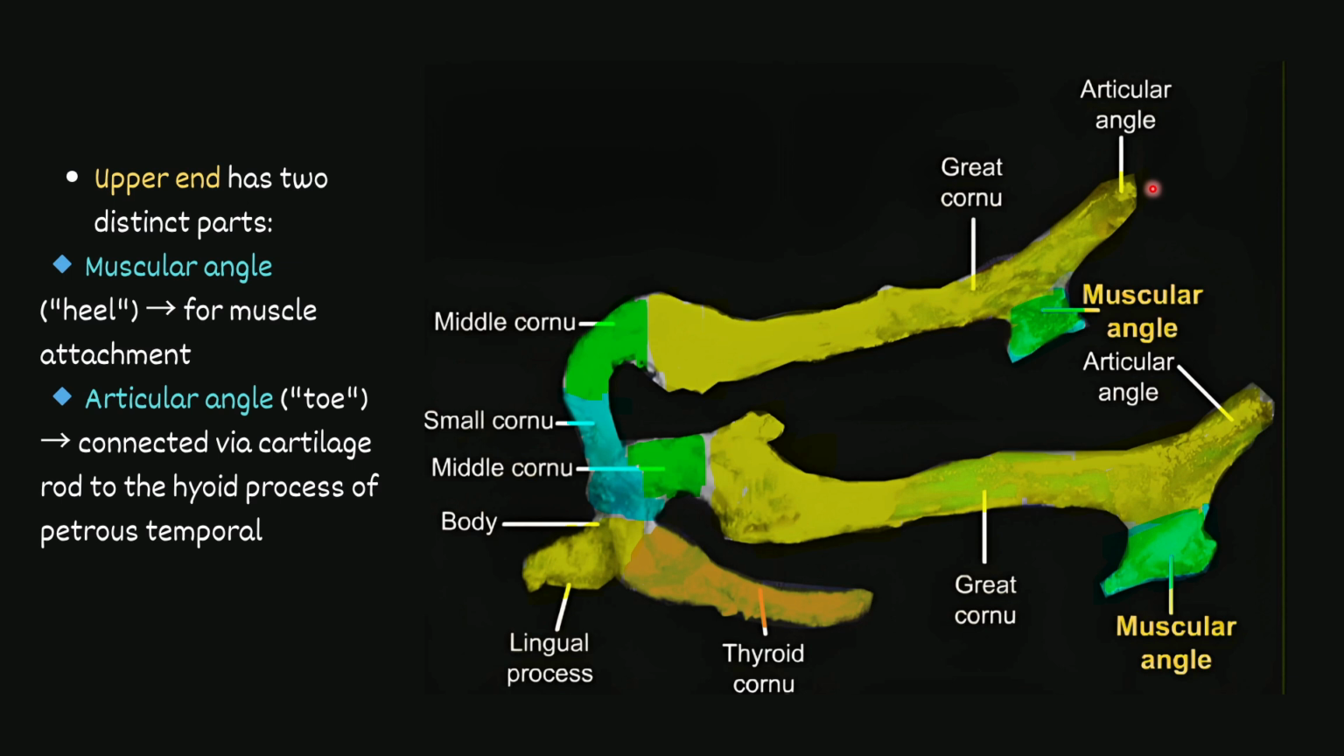At this part you will find the articular angle, or toe, and this part is called the muscular angle, or heel, for muscle attachment. The articular angle or toe is connected via a cartilage rod to the hyoid process of the petrous temporal.